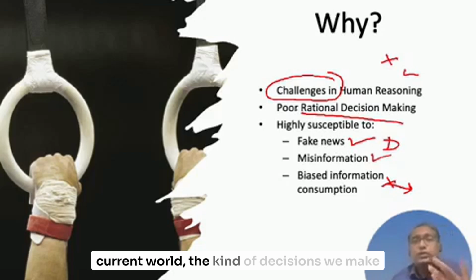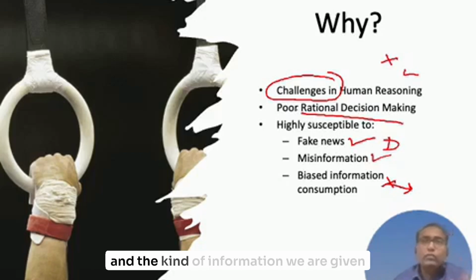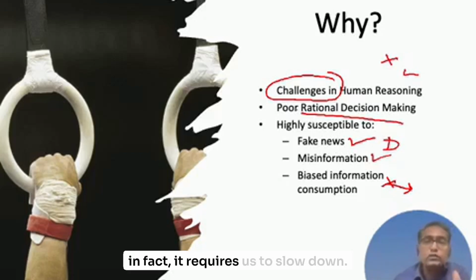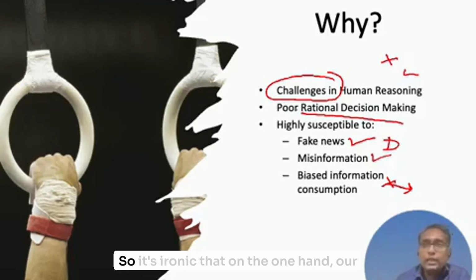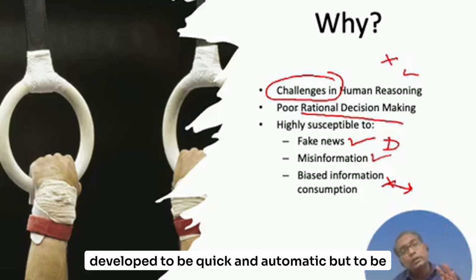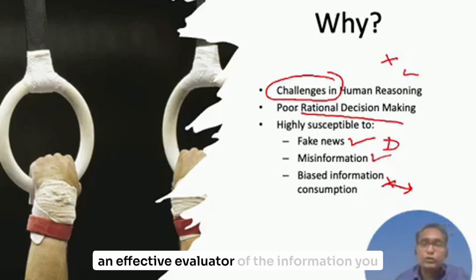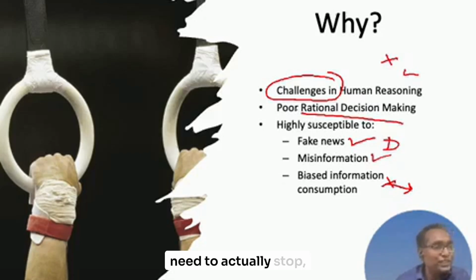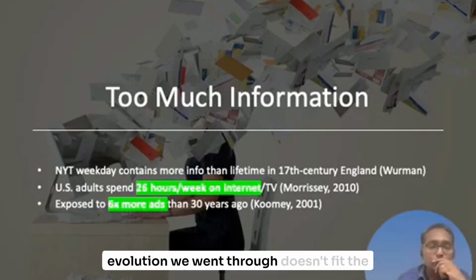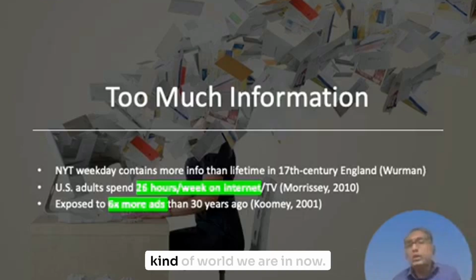In the current world, the kind of decisions we make and the kind of information we are given doesn't necessarily need us to be automatic or quick. In fact, it requires us to slow down. It's ironic that on the one hand, our system has developed to be quick and automatic, but to be an effective evaluator of information, you need to actually stop. As I was telling earlier, the kind of evolution we went through doesn't fit the kind of world we are in now.